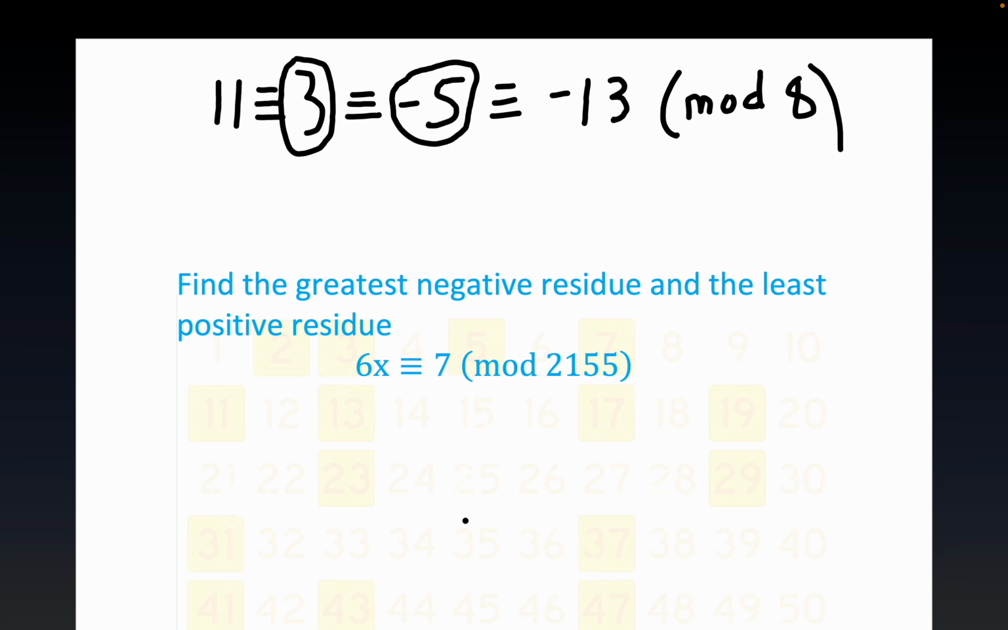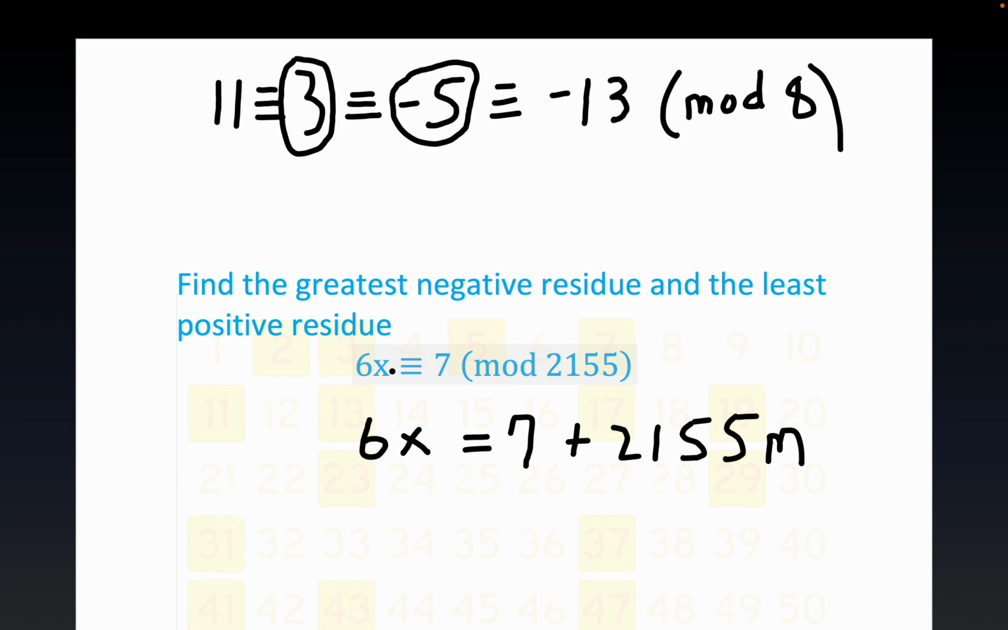Now, another thing I'd like to bring up is that another way to rewrite this congruence is that 6x would be equal to 7. This is a little more like terra firma here. 6x is equal to 7 plus some multiple of 2155, so we'll put 2155 times m, where m is just some integer. Okay, and again, this is just a restatement using good old equalities in more familiar notation. This statement right here is exactly equivalent to this.